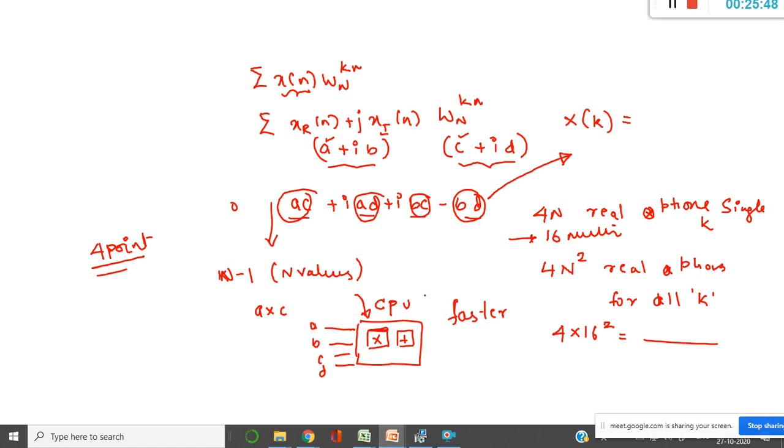So now, is it possible to go for another efficient method? Another efficient method so that I can reduce the number of complex multiplications and real multiplications. So that's what the chapter deals with.